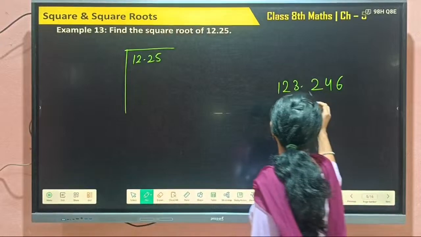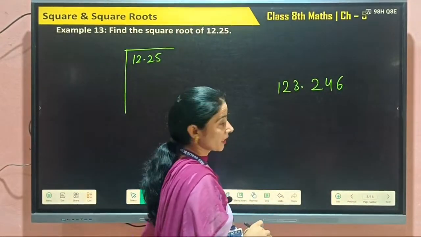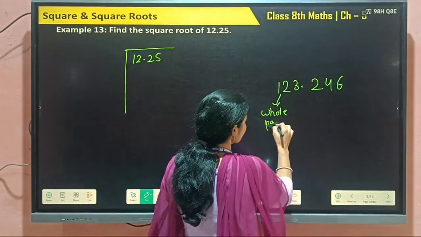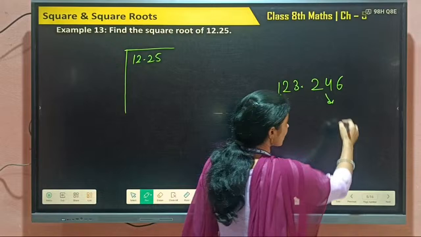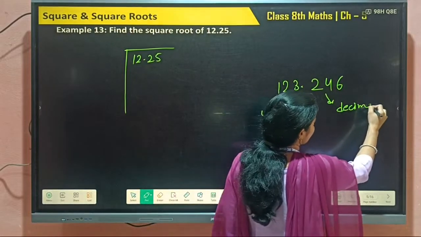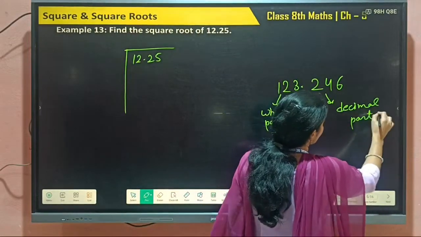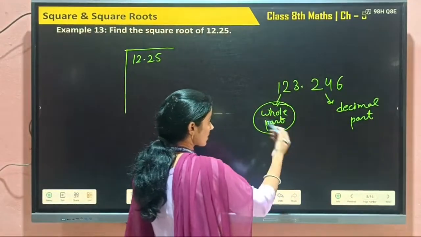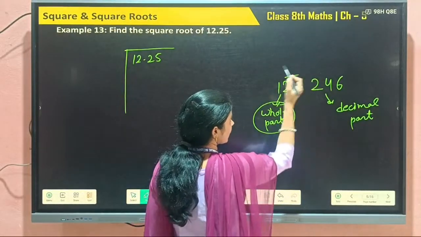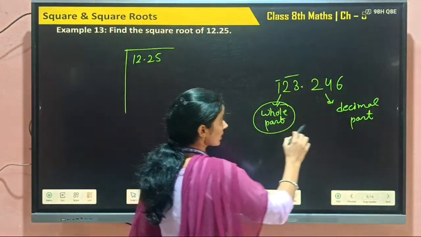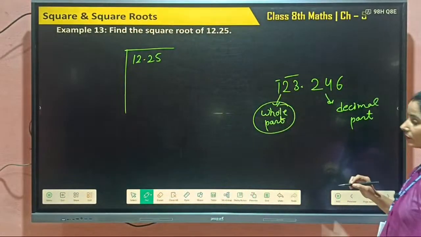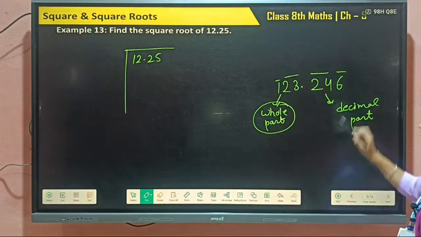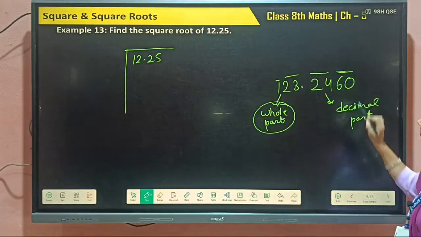Take 123.246. There are two parts. This decimal number contains two parts: this is the whole part, and this is the decimal part. In the whole part we start pairing from the rightmost: 23 and then 1. But in the decimal part we start from the left side: 24 and then 6. This 6 is unpaired, so we can pair it up by adding a 0.